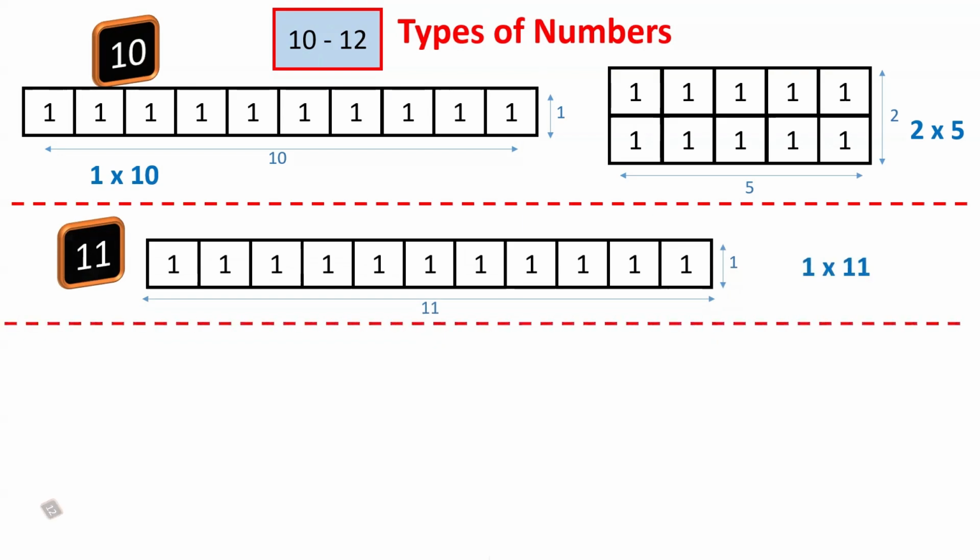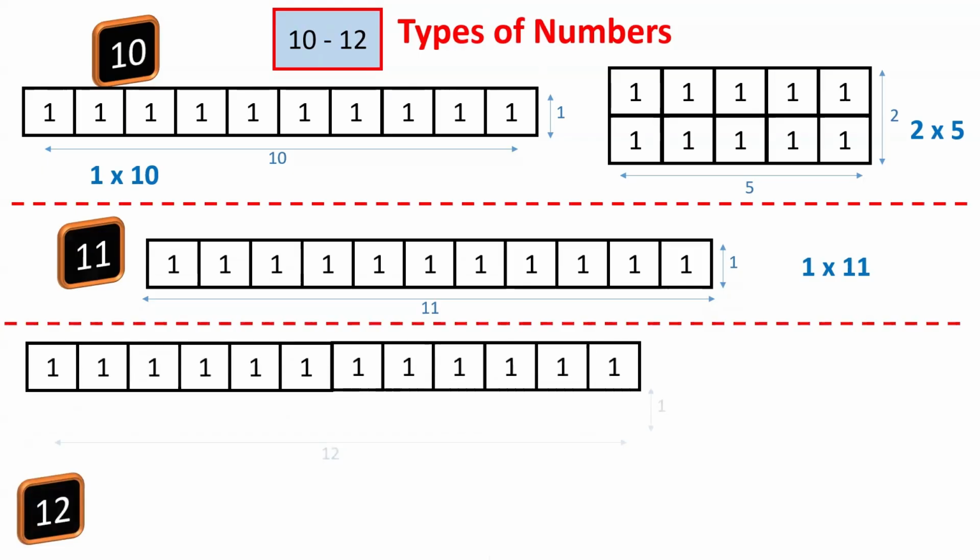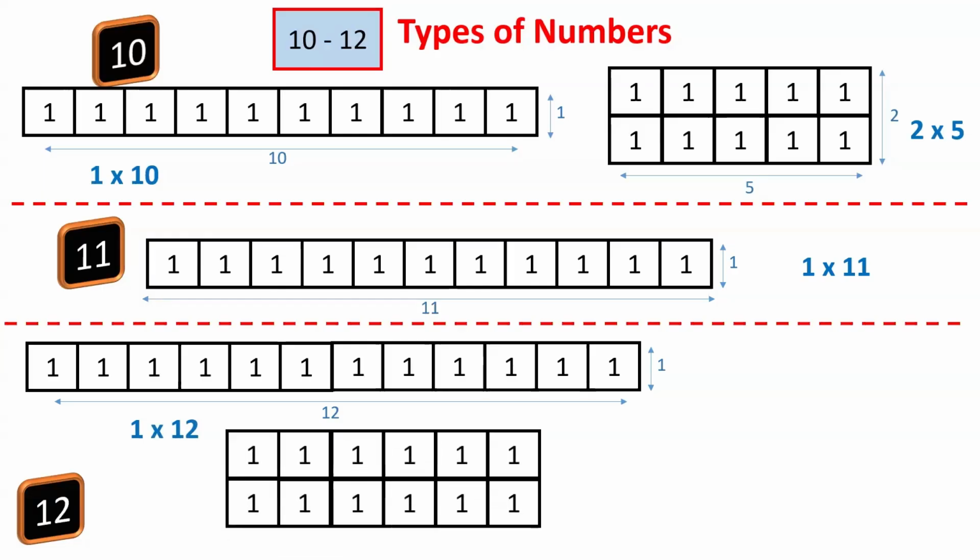And what about the number 12? Well, the number 12, we could get a 1 by 12. As such, 1 and 12 are factors of 12. Can it be rearranged to 2 by something? Yes, it can. It could give you a 2 by 6. And a 2 by 6 means the factors of 12 include 1, 12, 2, and 6.